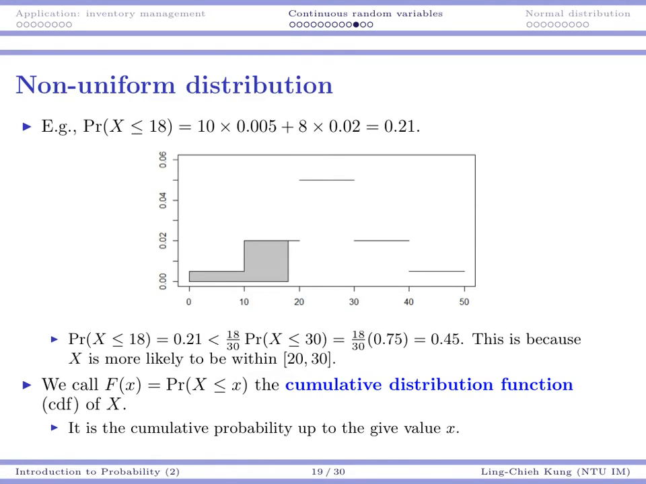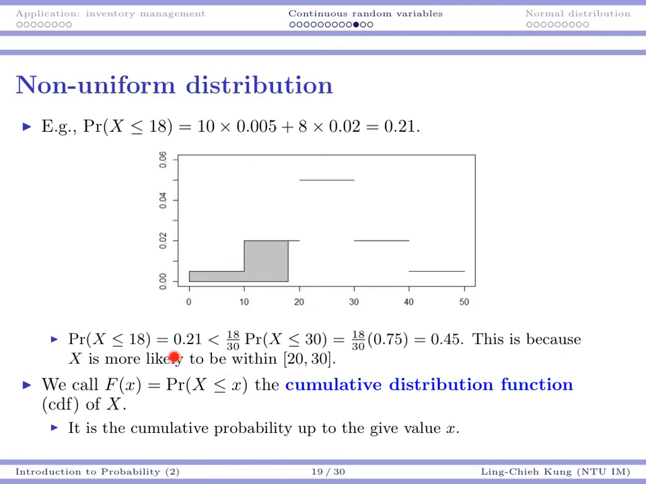Or more concretely, this is because x is more likely to be within 20 to 30. Okay? So when you are talking about from 0 to 30, this part would give you a high probability. In fact, you may want to calculate the probability for x to be within 20 to 30. It's 50%. So that's why the probability between 0 to 18 is small, but the probability between 0 to 30 is much higher.